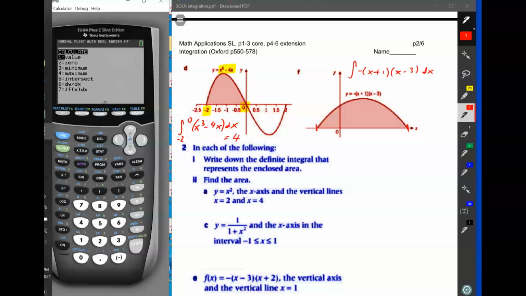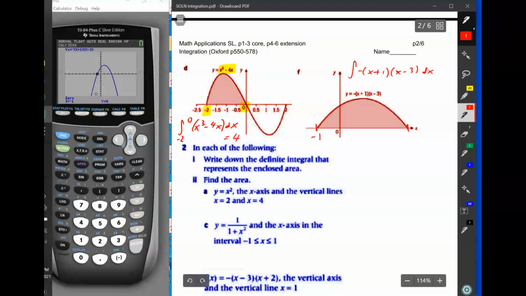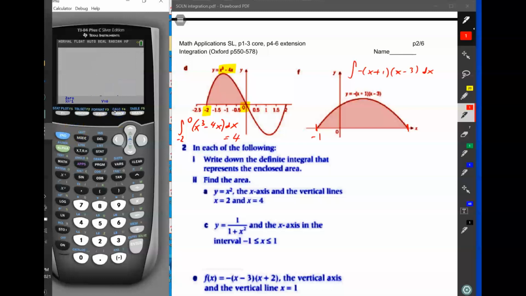So second calc 0, which is number 2, and I'm going to put the left bound slightly to the left of the left x-intercept, enter, and then I'm going to put it slightly to the right of the x-intercept, enter, and then I'm going to guess, and the left edge appears to be negative 1. Then I'm going to find the right edge by repeating second calc 0 again.